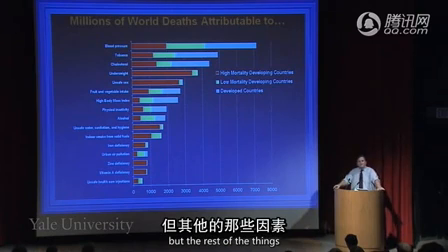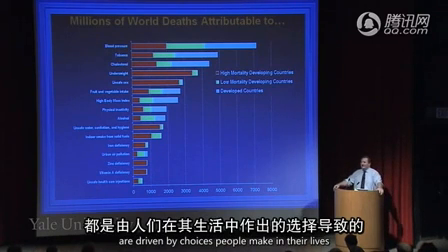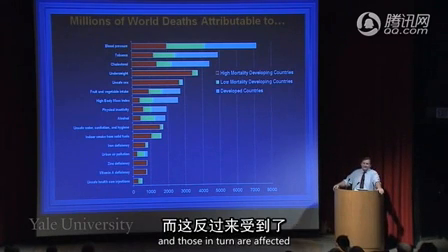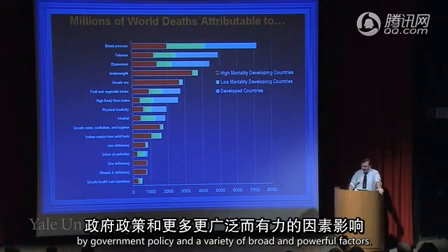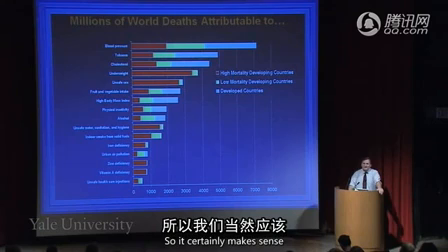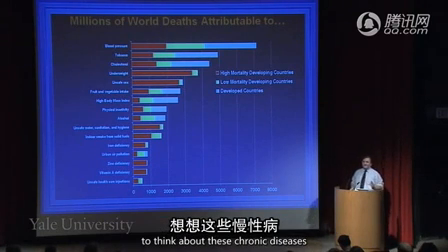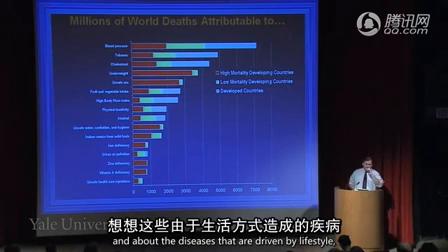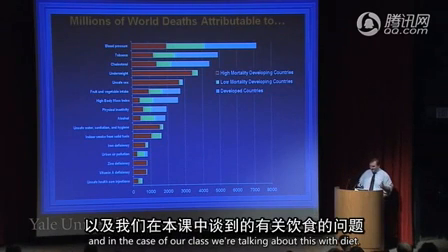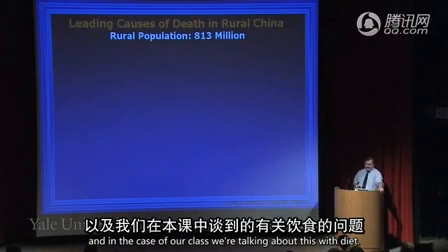But the rest of the things are driven by choices people make in their lives, and those in turn are affected by government policy and a variety of broad and powerful factors. So it certainly makes sense, if we want to make the world healthier, to think about these chronic diseases and about the diseases that are driven by lifestyle. And in the case of our class, we're talking about this with diet.